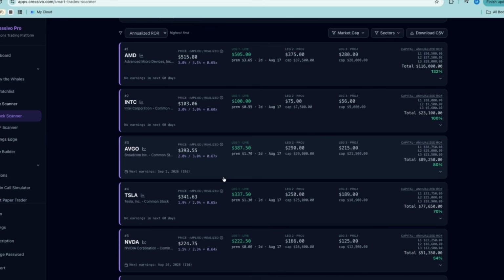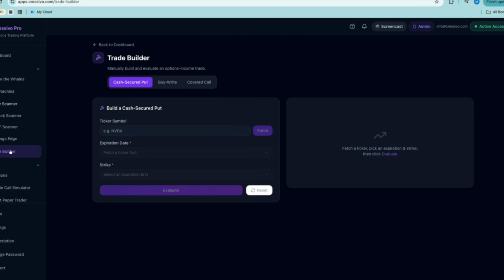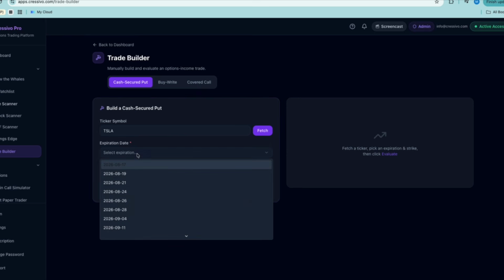Now right off the bat, my personal favorite is Tesla. Or also you could go to the Trade Builder tab and just check out all the puts there on that one page. So for example, let's check out Tesla. Now I'm going to use Monday expiration date because that would be a 0 DTE trade, meaning you would put the trade on Monday morning and it has a Monday expiration.